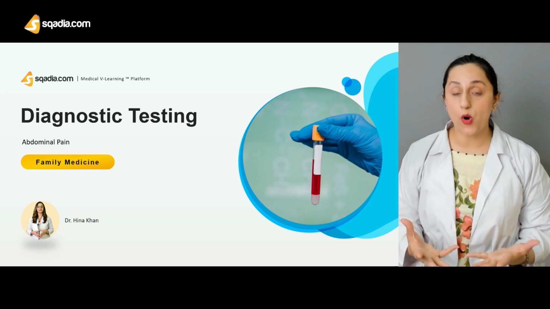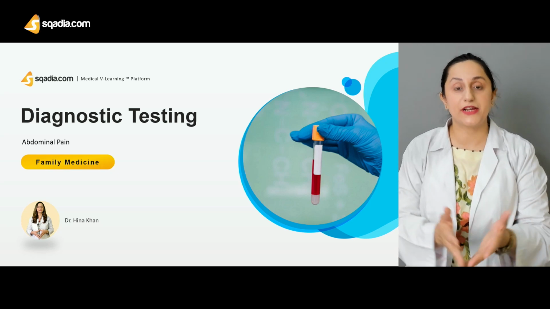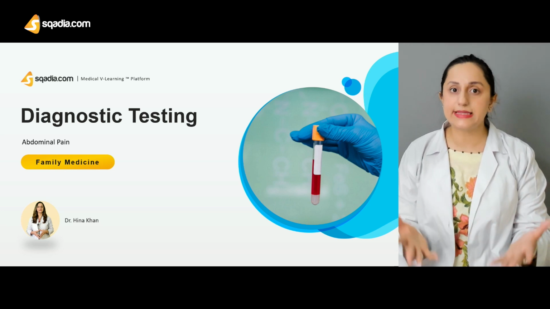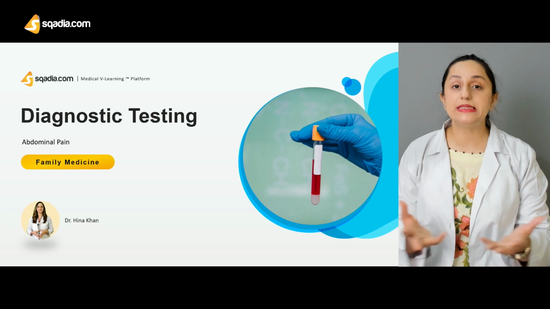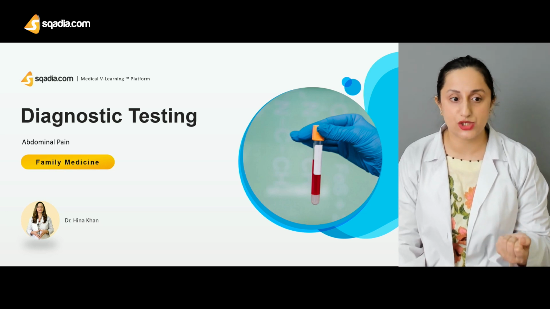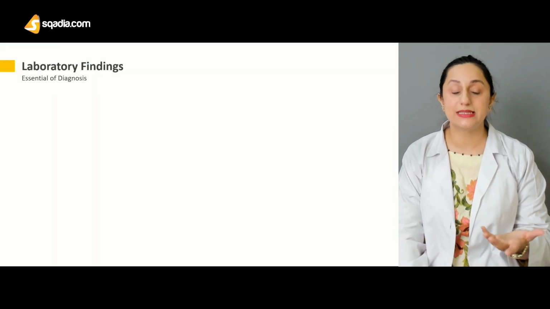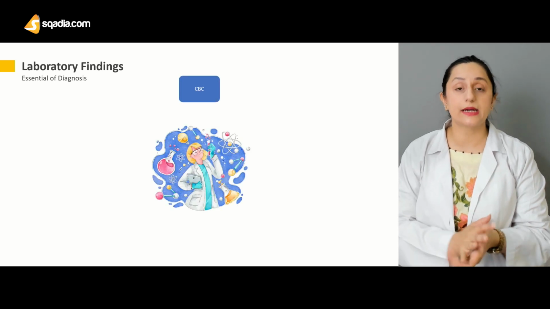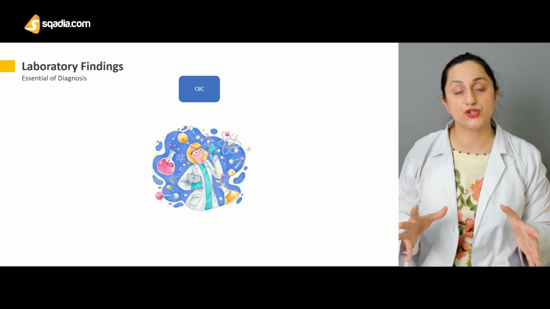Now we are moving on towards narrowing the differential diagnosis that we have at hand, which we have obviously narrowed down through the deep history and the physical examination. We are moving on towards the lab findings particularly. We'd be focusing on a complete blood count. A complete blood picture is very important.